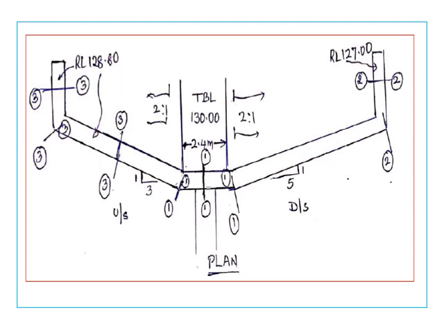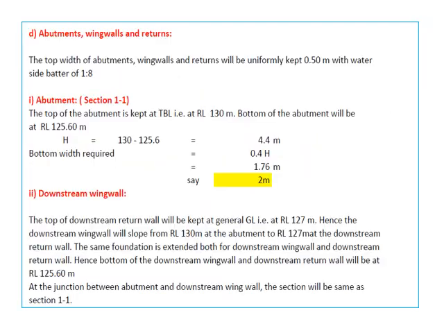So now for every wall, the bottom width should be decided. The bottom width is given by a simple thumb rule: it is always 0.4 times the height. You know that the bottom of the abutment is kept at 125.6, which we have already decided. Water side batter is always kept as 1:8. So the height of the abutment is 130 minus 125.6, because the top of the abutment is kept at 130 and the bottom is kept at 125.6. Therefore the bottom width is 0.4 times h, which comes to 2 meters.